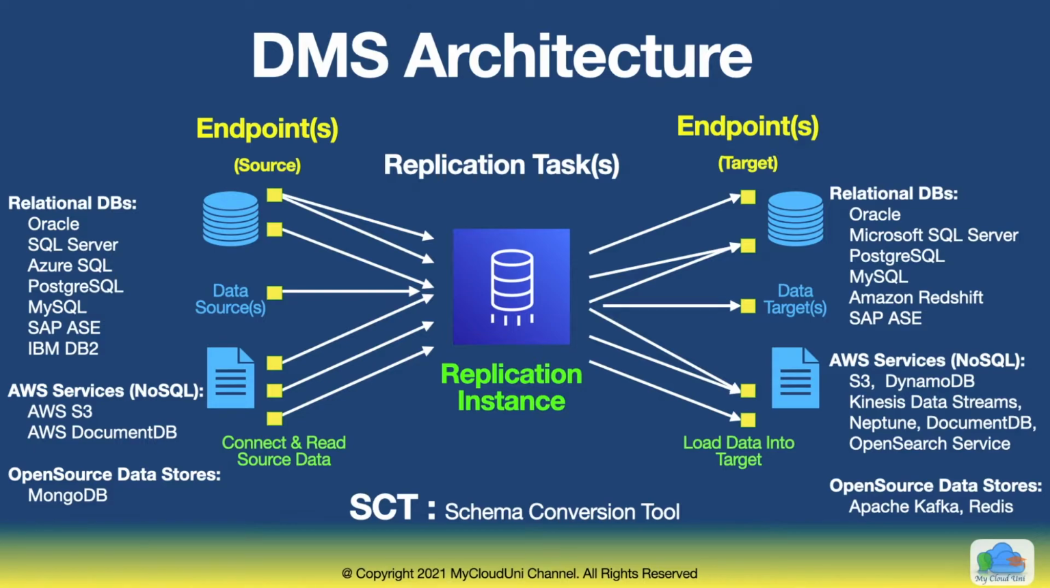So the main takeaway from this slide is that you have to pre-provision your replication instance, and once you create it, it will be up and running. Unlike EC2 instances, you can't stop it, and you can't easily access it the way you access EC2 instances. But once it is up and running, you define your endpoints, and then you define your replication tasks, and then you can start doing the migration.